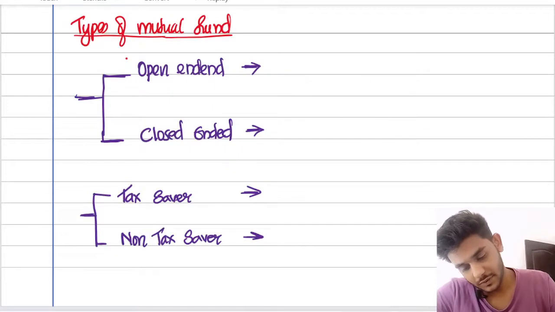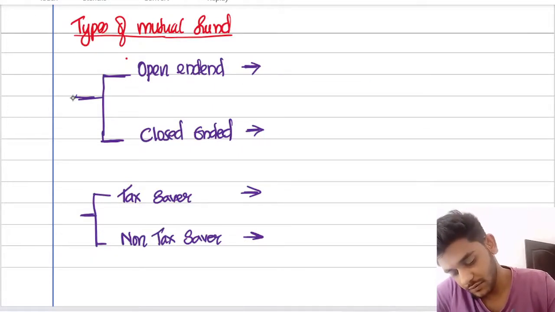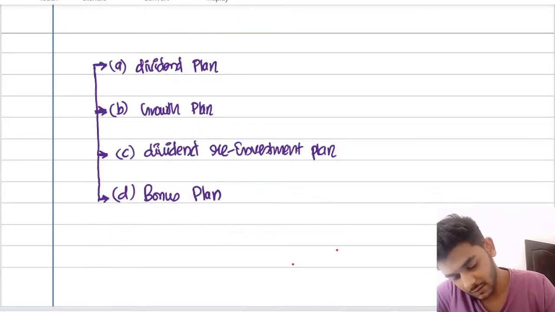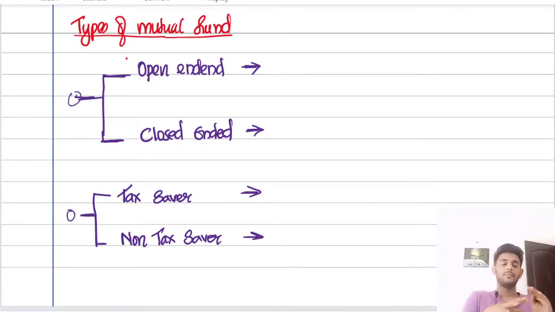Now we are going to types of mutual fund. Okay, so we can divide the mutual fund into different types on the basis of different things. Like first will be on the basis of entry and exit. So on the basis of entry and exit, we can classify the mutual funds into two types. First one is open-ended mutual funds and second one is closed-ended mutual funds.